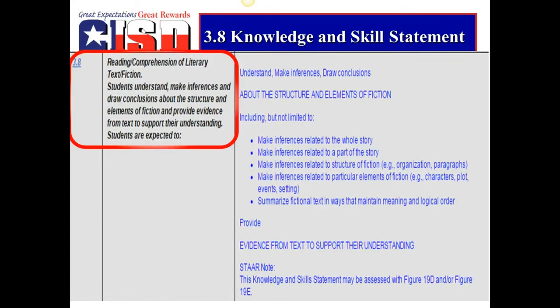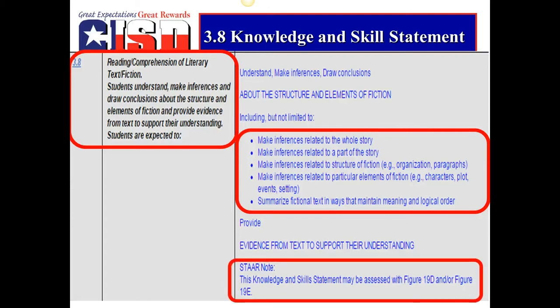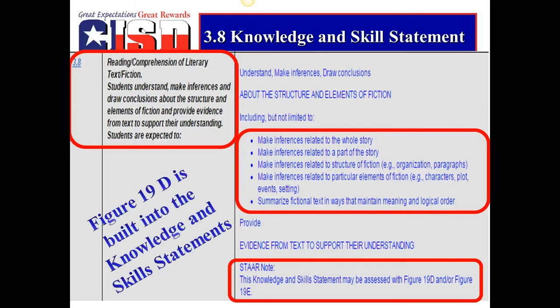Next, 3.8 reads, student understands, makes inferences, and draws conclusions about the structure and elements of fiction, and provides evidence from text to support their understanding. Note the levels of inferences students need to make, and that this standard will be assessed with Figure 19d and E. Figure 19d is built into the knowledge and skills statements for fiction, nonfiction, literary nonfiction, poetry, and drama.